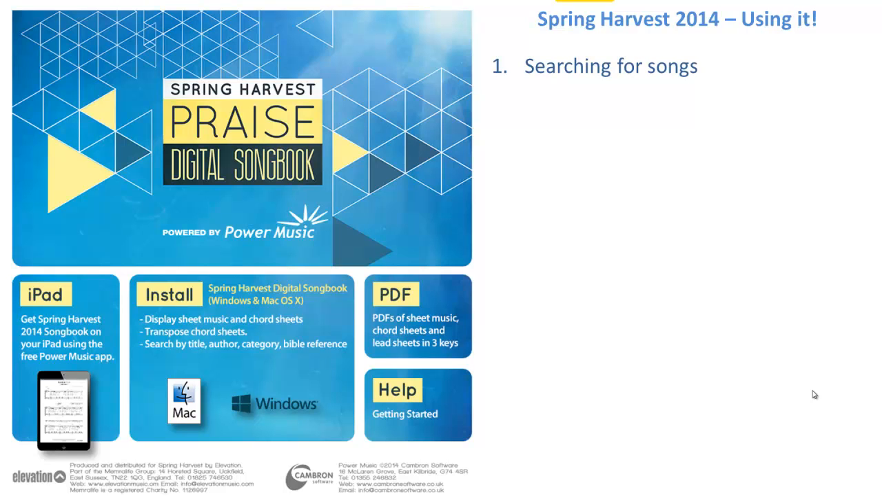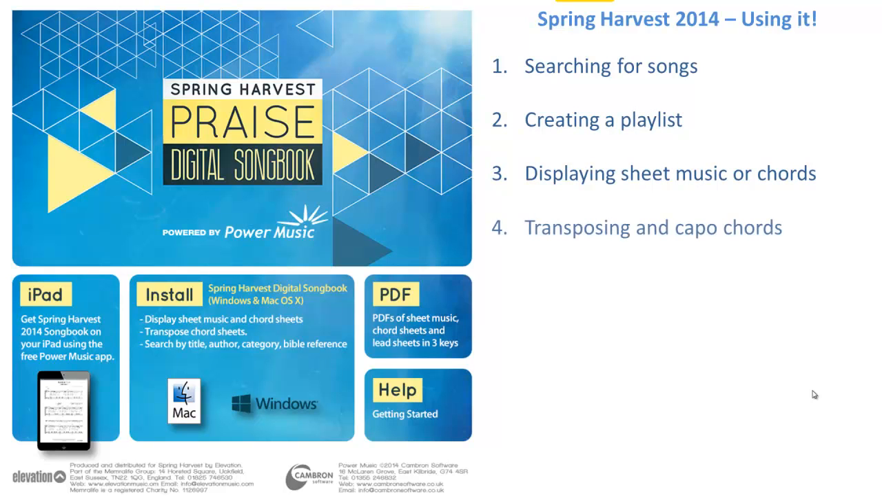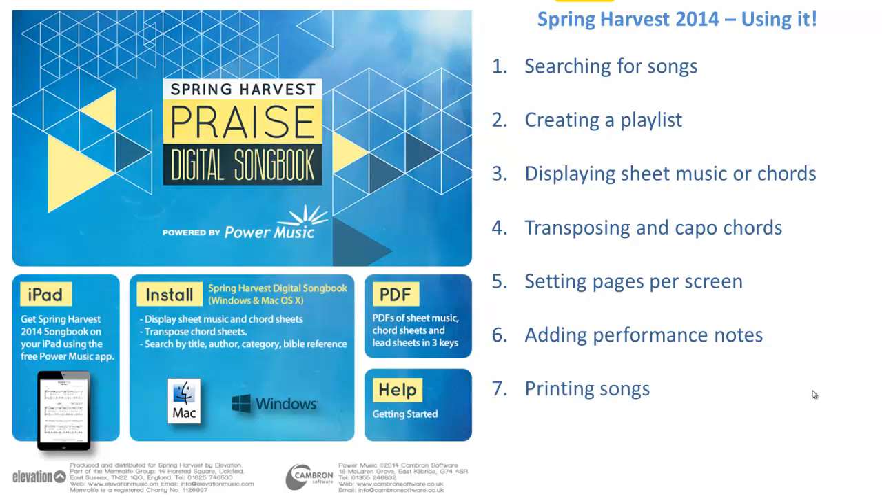We'll see how to search for songs, we'll see how to create a playlist, we'll see how you can choose to display sheet music or chord sheets or even both. We'll show you how to transpose and set capo chords for chord sheets. We can set the number of pages per screen, we can add performance notes to any song, and I'll finish by showing you how to print out songs from Power Music Essentials.